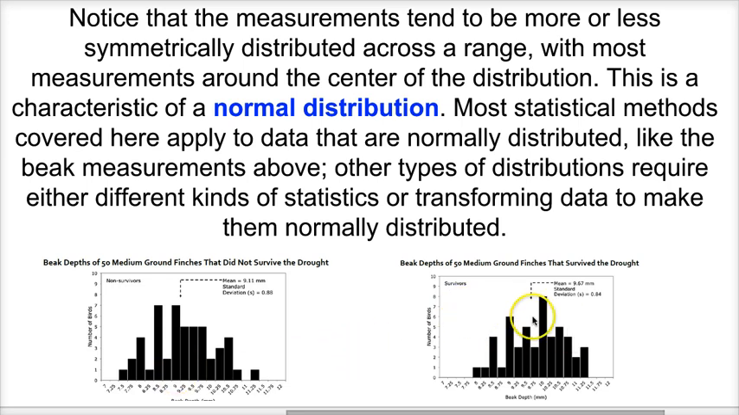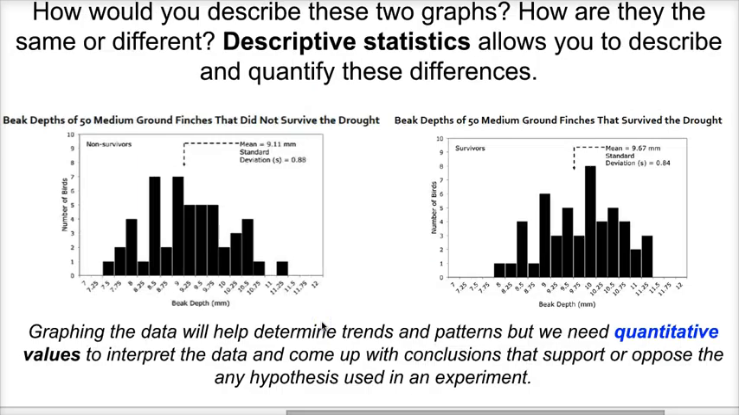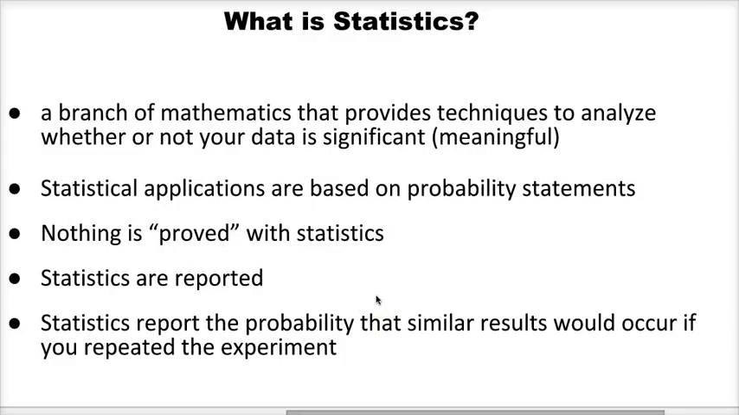So the graphs help us look at these central tendencies. So how do you describe these two graphs? How are they the same or different? Okay, graphing helps us have a visual, but we need to do some descriptive statistics in order to actually get some values that show us that there are some quantitative differences. Okay, so what is statistics? What is descriptive statistics? Easy for me to say.